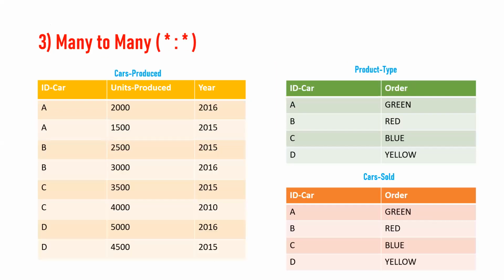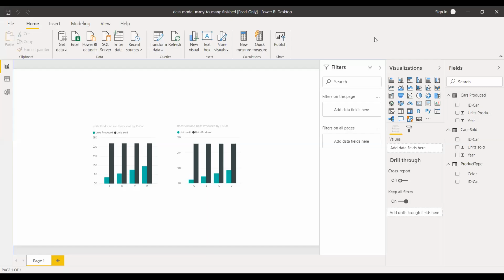Next is many to many. You can see three tables here: product type, cars sold, and cars produced. Let me explain this entire example using Power BI Desktop. This is an example of cars produced, cars sold, and product type. It's a different example from what we were working on before. I just wanted to show it. I've already loaded the example into the data model and created two visualization charts.